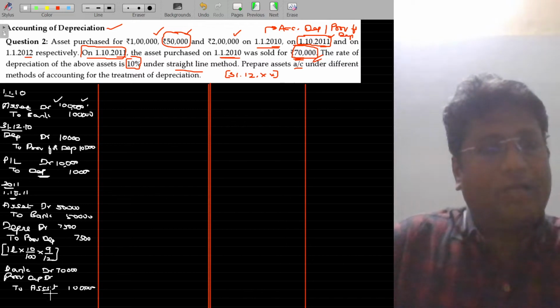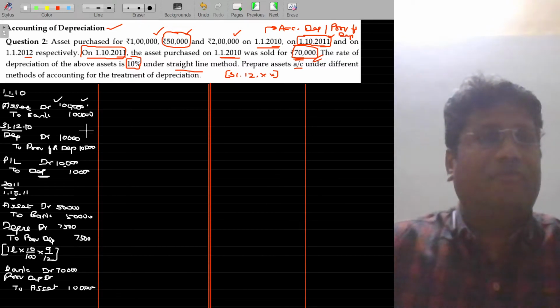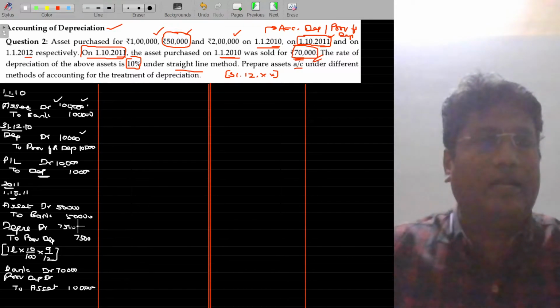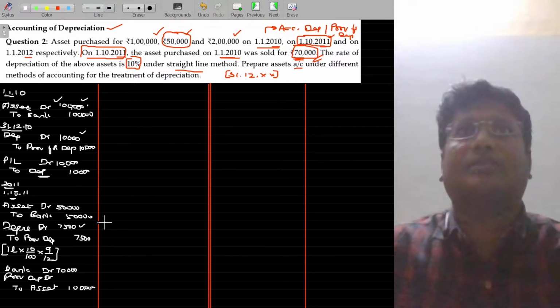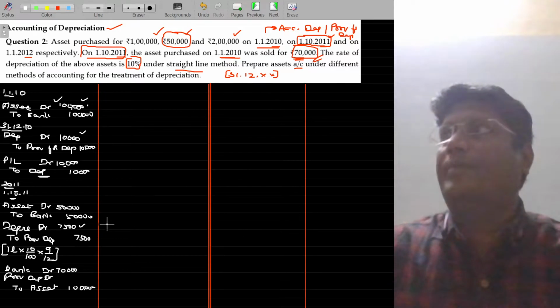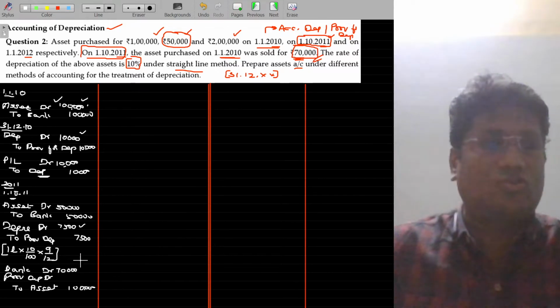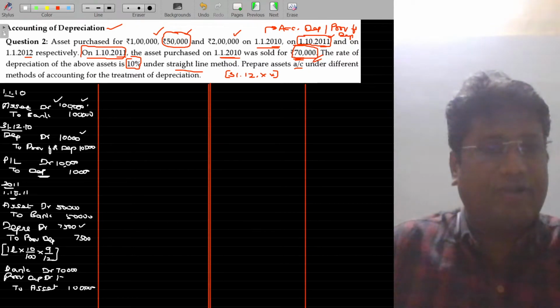How much is that provision? In the very first year, we have provided depreciation for that asset being 10,000. In the second year, after the date of sale, another 7,500 is created. So 17,500 will be the accumulated depreciation on the asset sold, and it should now be adjusted here. 17,500.